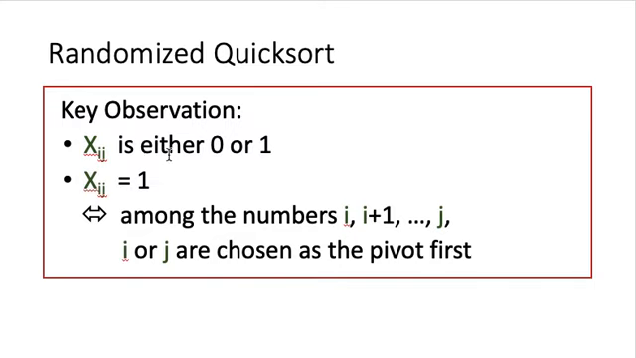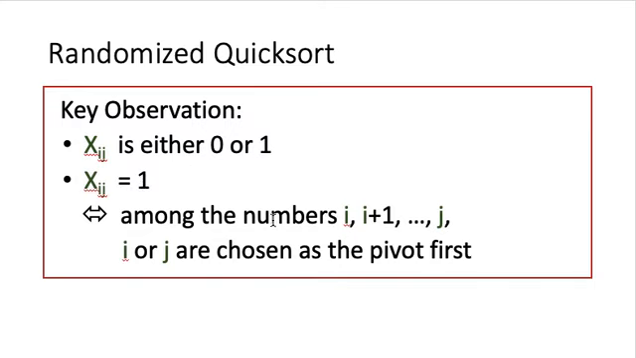Now, we have some key observations here. The first one we have already mentioned: any two numbers can only be compared at most once, because it is compared when one of them is the pivot. And then X_ij is equal to 1, so the numbers i and j are actually compared.